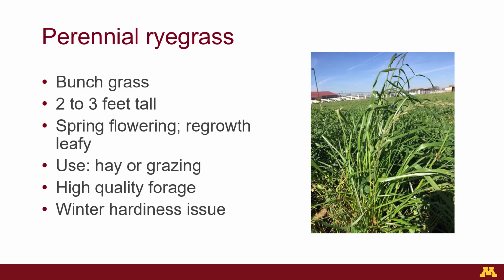Perennial ryegrass flowers in the spring, and its regrowth is leafy. It has a higher forage quality than most cool season grasses. Perennial ryegrass lacks winter hardiness and will suffer winter kill in the Midwest during cold winters without snow cover. It is a good grass to use in mixture with legumes like alfalfa and white clover. It is recognized by its shiny leaves.